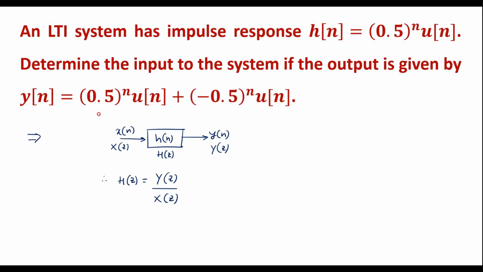So in this numerical, y of n and h of n is given. We are supposed to calculate h of z, that is z transform of h of n, and z transform of y of n will get y of z. Then with the help of h of z and y of z, we are supposed to calculate x of z. So here from this I can write x of z is equal to y of z divided by h of z. We'll call it as equation 1. So now we'll try to find y of z and h of z.